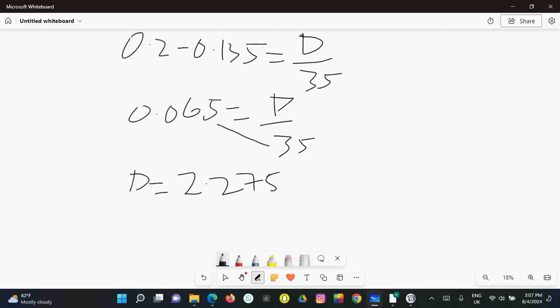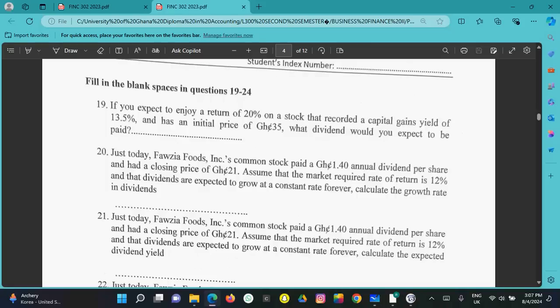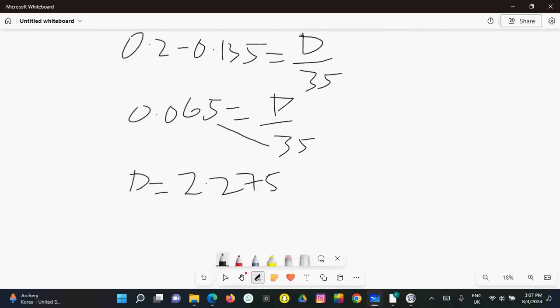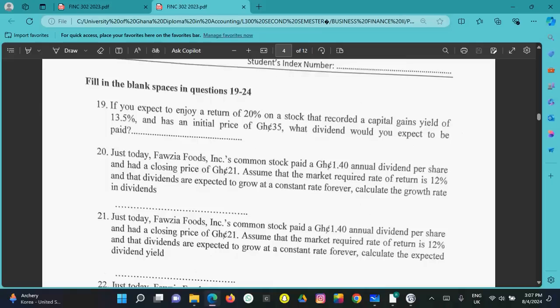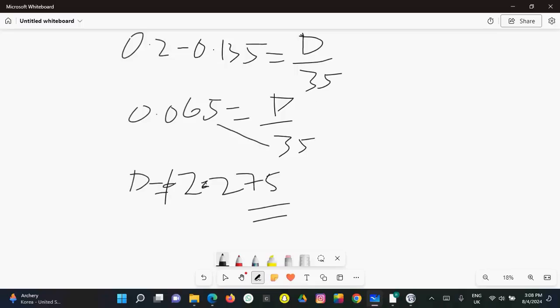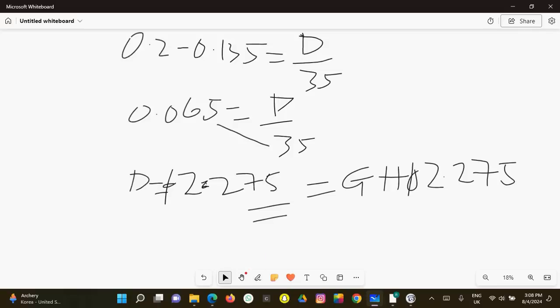Now the answer option is here. The question asked what dividend was paid, so it is in Ghana cedis. So 2.275 Ghana cedis, or when you round it, it's going to be 2.28. All right, so this is for question 9.